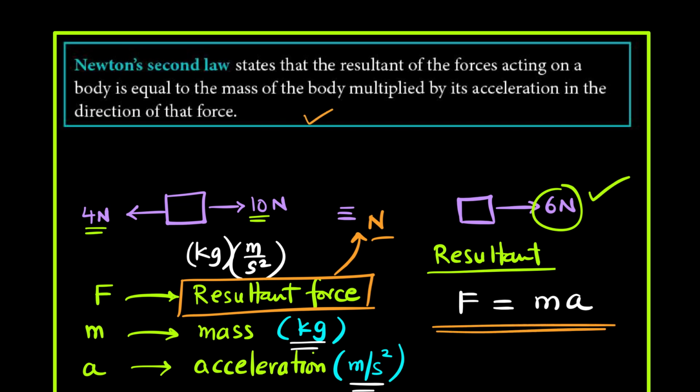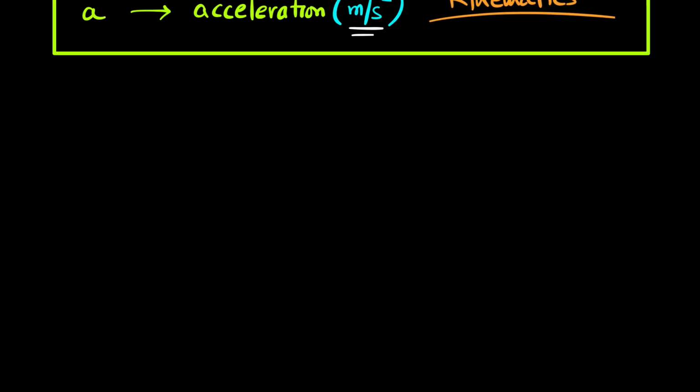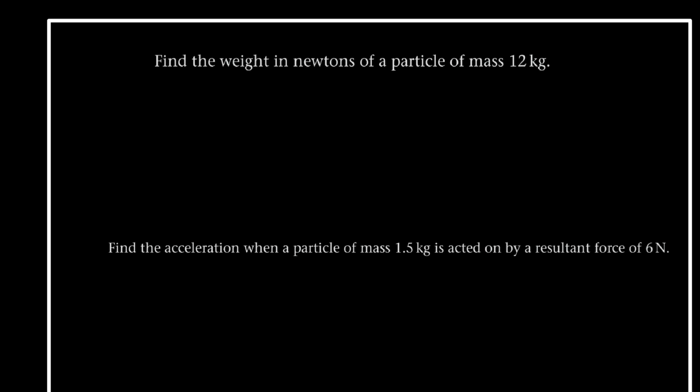This will be used in conjunction with kinematics, whether we will be using the concept of graphs or gravity or equations of motion. So now let's move ahead and let's try out a few simple questions such as these. So question number 1, it says find the weight in newtons of a particle of mass 12 kg. So just a simple diagram. This is a particle and the weight is acting downward.